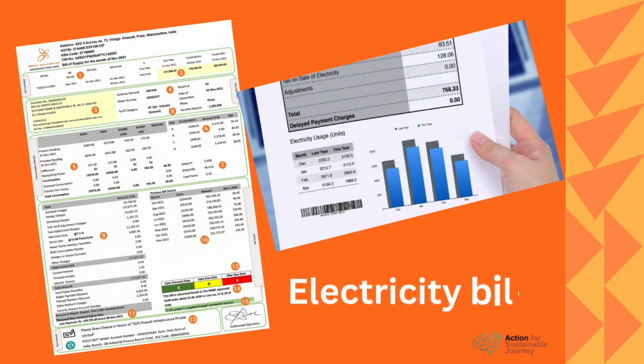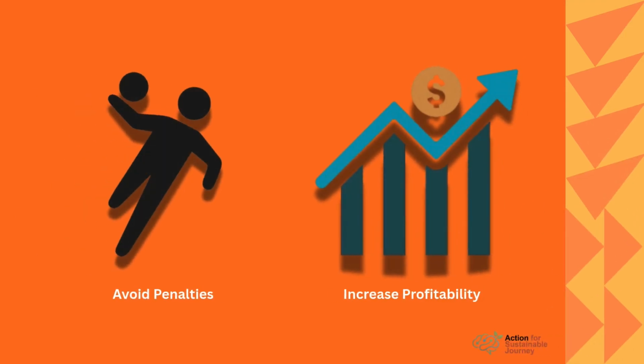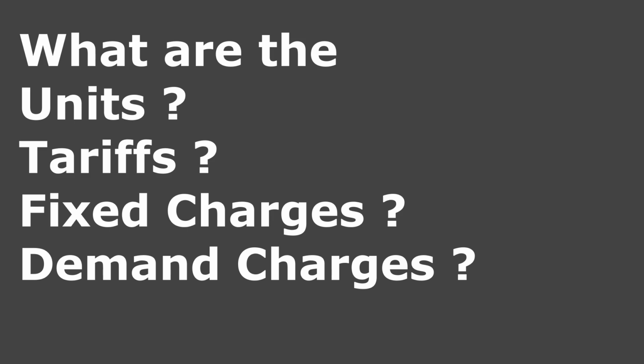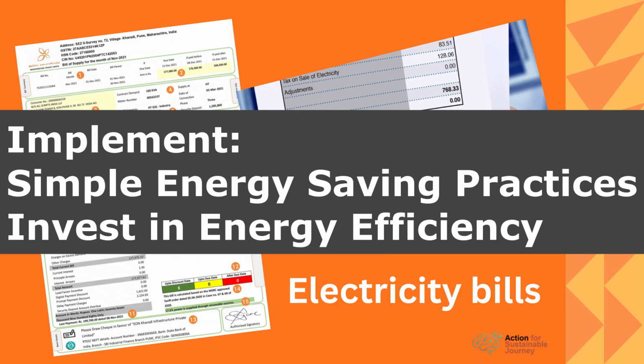To summarize, understanding your electricity bill helps you control energy costs, avoid penalties, and improve business profitability. You can start by decoding your bill, like what are the units, tariffs, fixed charges, and demand charges. Implement simple energy saving practices and invest in efficiency. Where the money comes from for energy efficiency, that we will discuss in later videos.